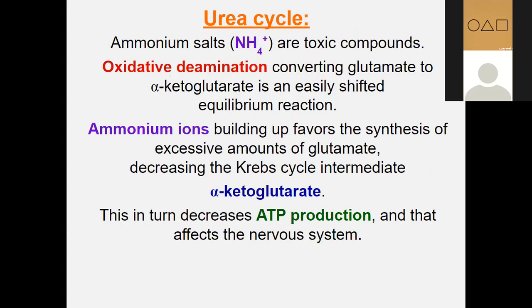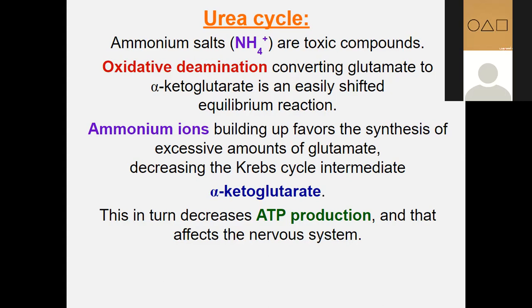Okay, why do we need to remove ammonium salts or ammonia? So we don't want it to build up in the body. Why? Because ammonium ions favor the synthesis of excessive amounts of glutamate. So if your glutamate is in excess, remember our reversible process of alpha-ketoglutarate and glutamate. Because that is not balanced, it will cause a decrease in ATP production. Your Krebs cycle will be affected if your ammonium ions are too high.